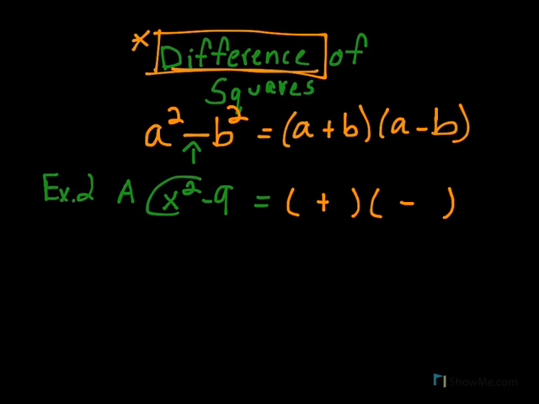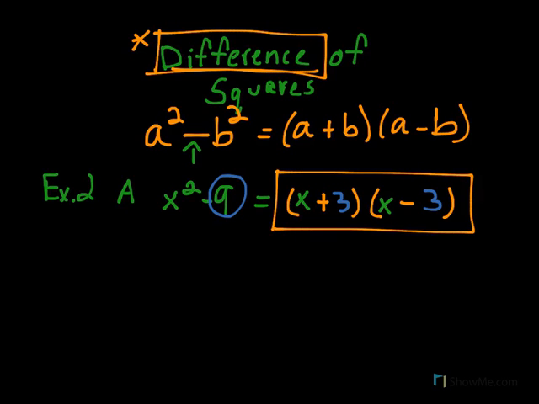What is the square root of x squared? It's just x. So this is x and this is x. What is the square root of 9? Well, 9 is a perfect square and it's 3, because 3 times 3 is 9, so this is 3 and this is 3. That's it. We're done, because that's a perfect square. Done deal.